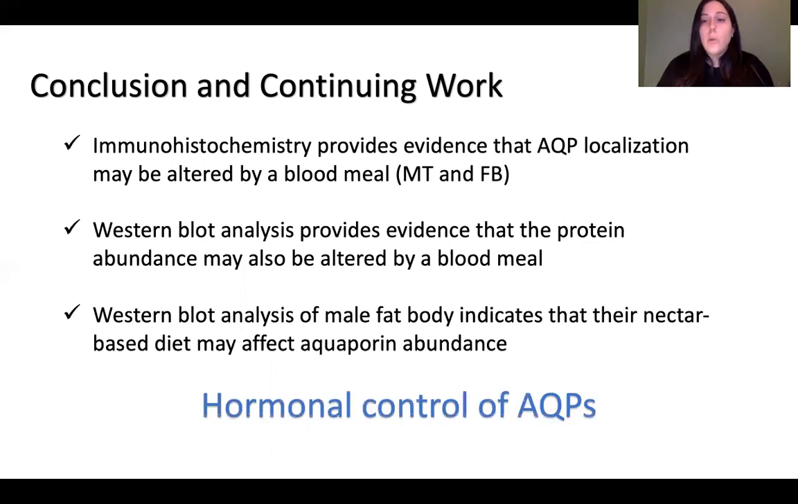Some continuing work will be focusing on hormonal control of aquaporins, tied to blood feeding and the effects of diet. So that will be very interesting and the subject of my research.